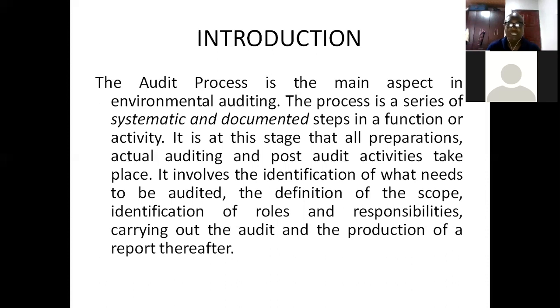Last week we talked about environmental auditing. What is environmental auditing? What does it involve? We talked about the types of audit process involved. At this stage, we want to know what an audit process involves. It involves the identification of what needs to be audited, the definition of the scope, identifying the roles and responsibilities for carrying out the audit, and the production of a report.